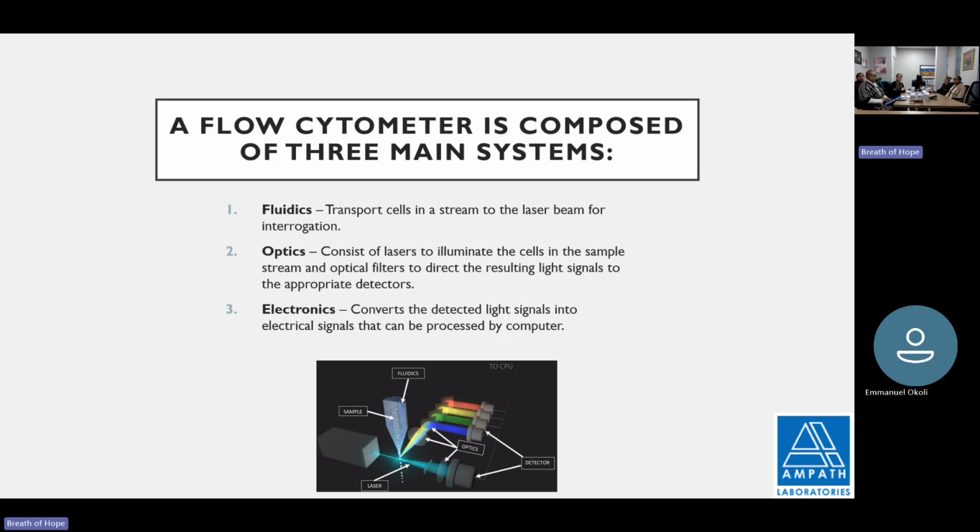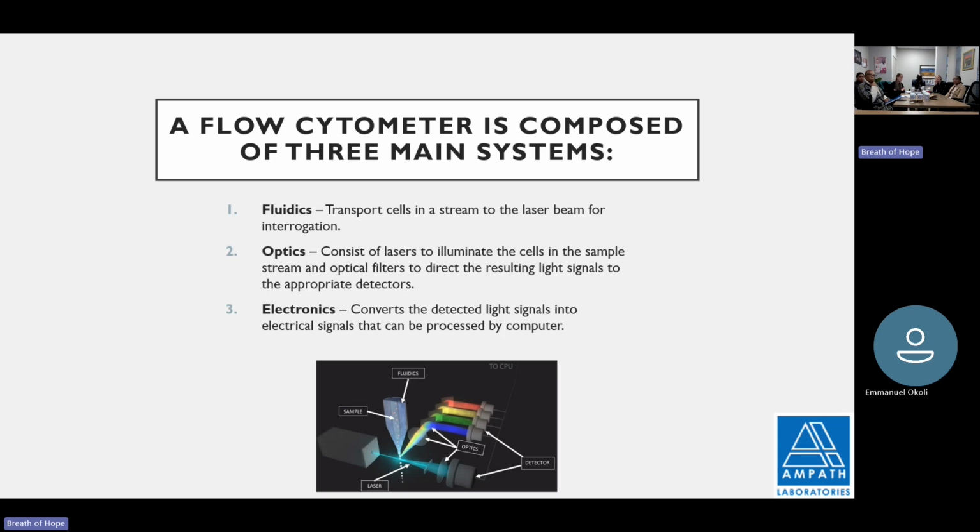How it works is it has 3 sections. First, fluidics. It transports cells in a stream past a laser beam to be monitored. That means your blood is being looked at one cell at a time: its complexity, its size, and then what type of receptors are on those cells.